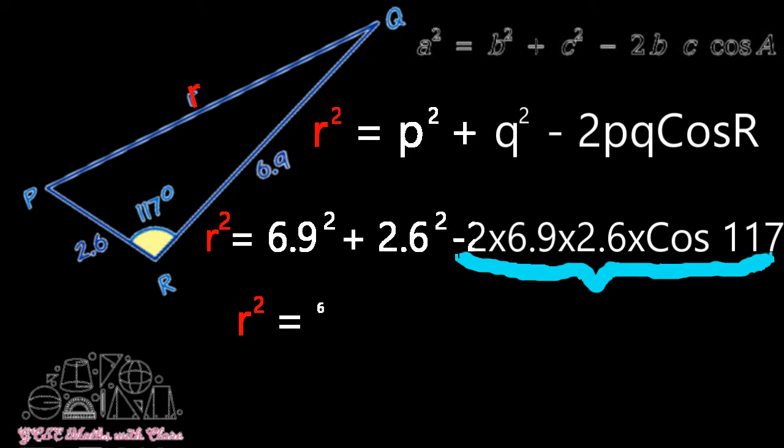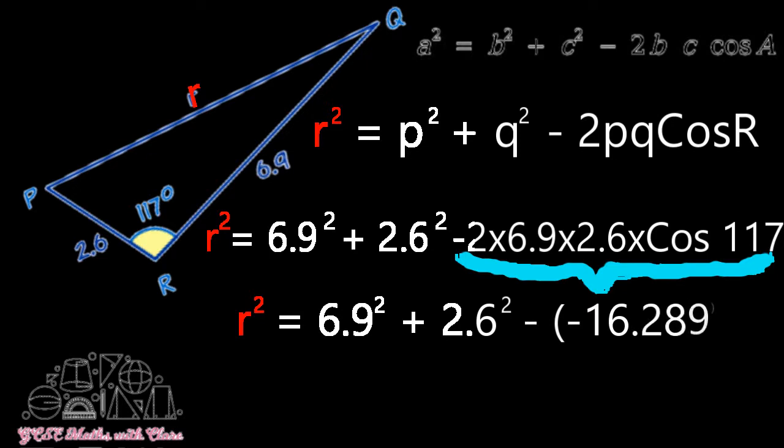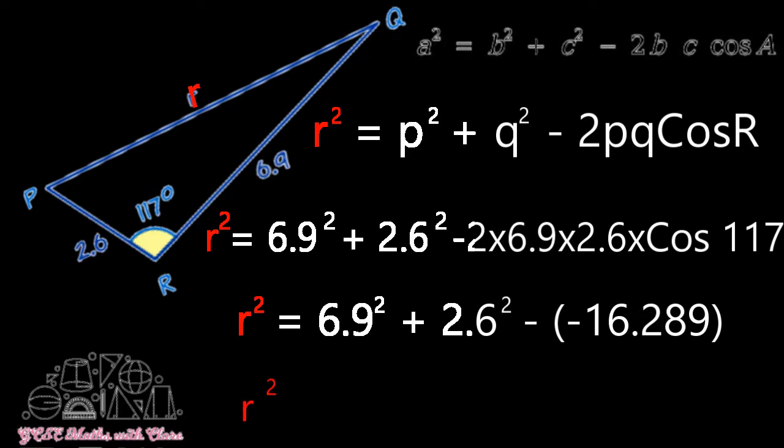I want to make you aware of the negative in front of the 2. So when I rewrite this, I'll get that r squared equals 6.9 squared plus 2.6 squared minus a negative 16.289. So just a quick reminder again of that negative. If we solve the right hand side, we'll get that r squared equals 70.65. Now it's just a case of square rooting the 70.65, and we'll get r equals 8.40.